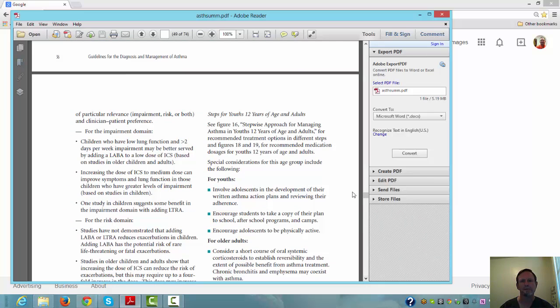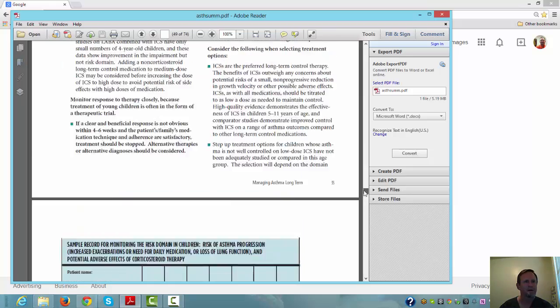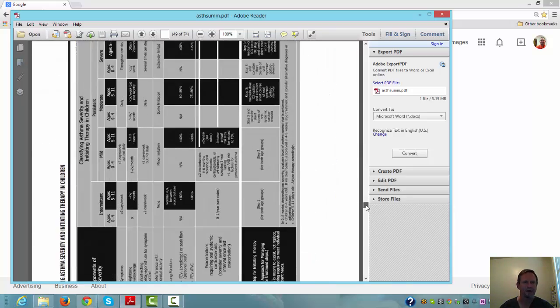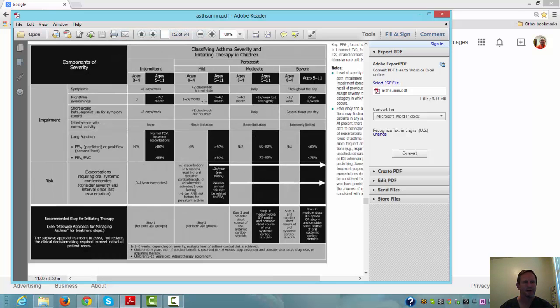And I don't know where, I'm just sort of trying to find that figure. Oh, there it is. Let me see if I can rotate this view. Rotate view, let's see, clockwise. Okay, so here's the classification right here now. You can see the classifying asthma severity and initiating therapy in children.